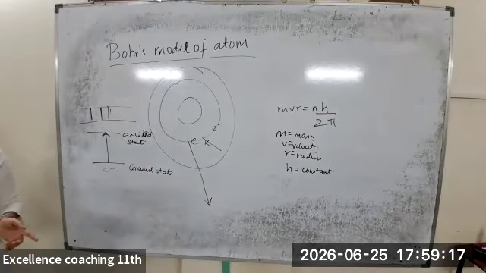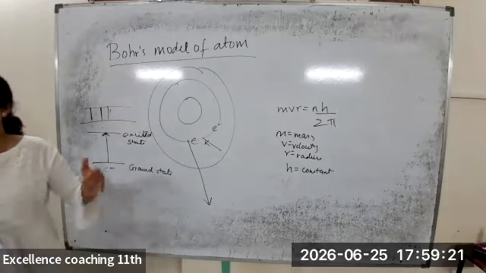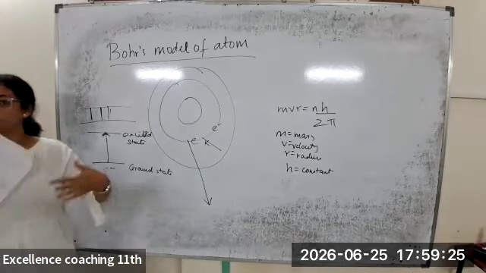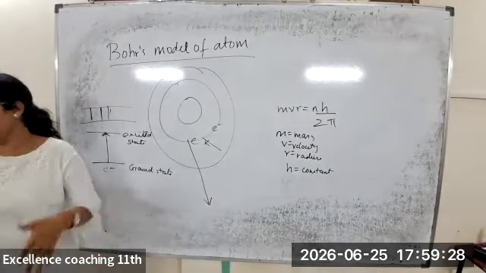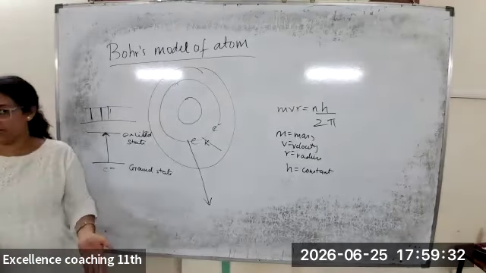Coming to the emission spectra, it is nothing but when you emit light. When the electron is at a higher state and wants to give back the energy and come back to a normal or stable state, it will give out light.